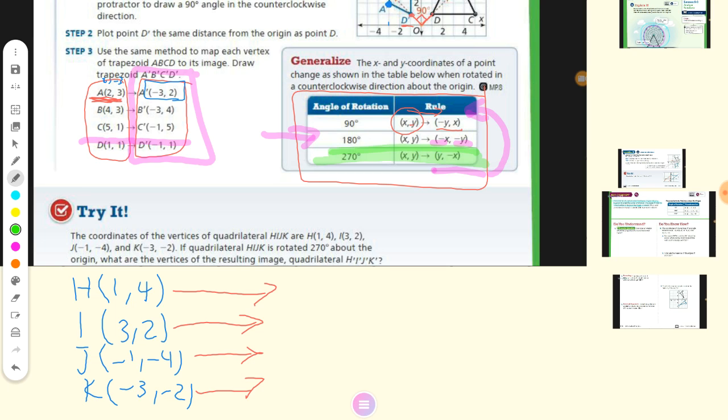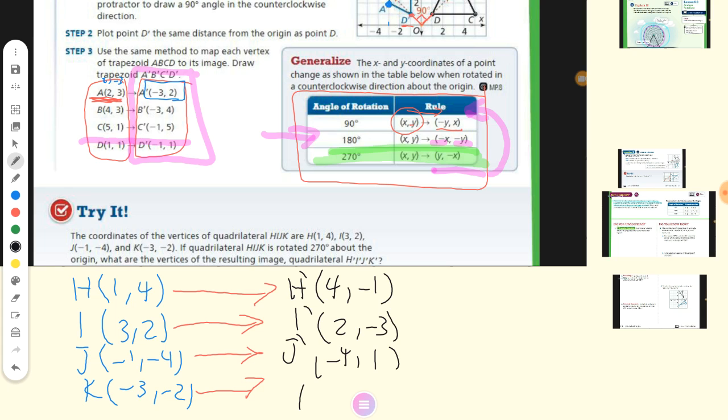Let's start. What about H dash? Change the sign of x, so it will be -1. Change x with y, 4 and -1. Okay, what about I dash? Change the sign of x, -3. Change x with y, so it's 2 and -3. J dash, change the sign of x, -1 will become 1. Change x with y, it will be -4 and 1. K, change the sign of x, it will be 3. And then change x with y, -2 and 3.